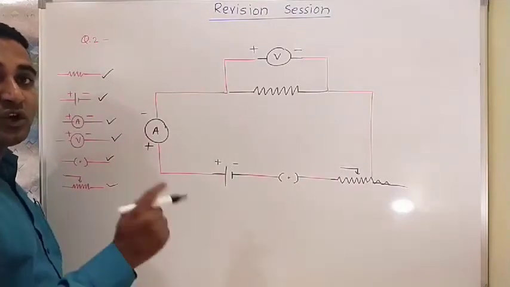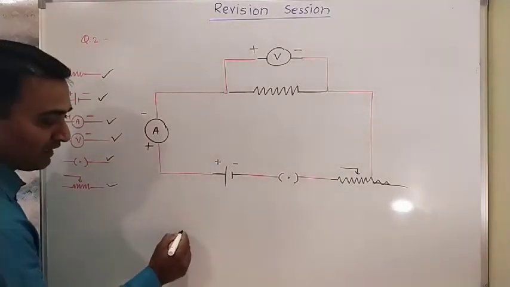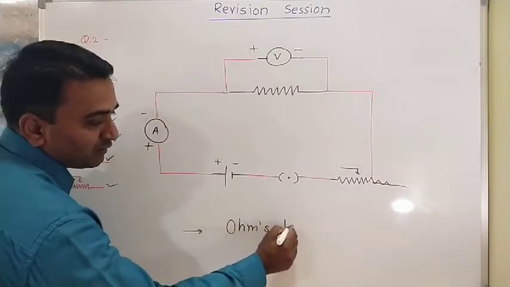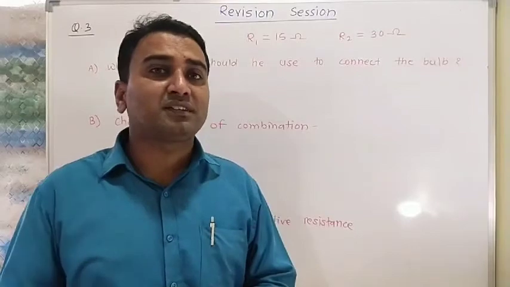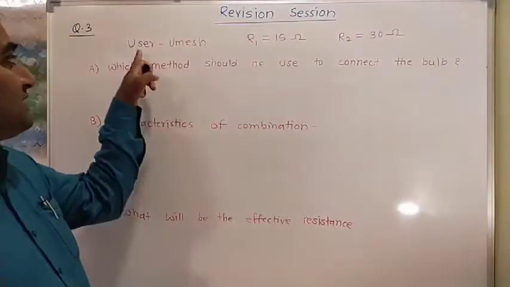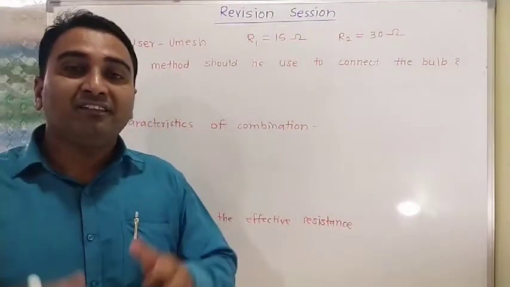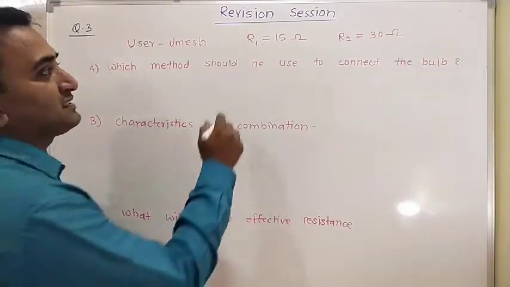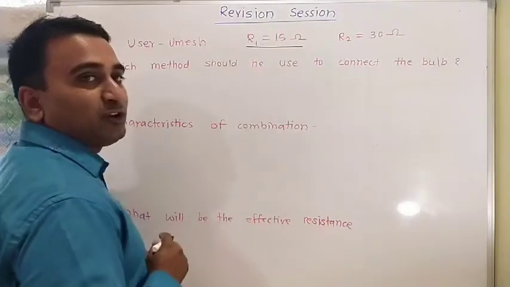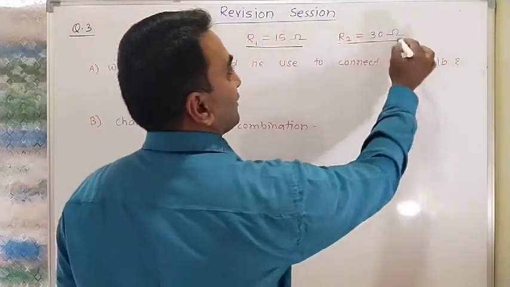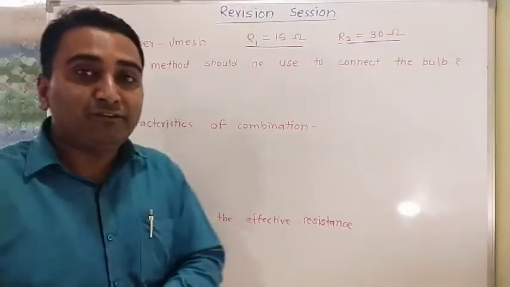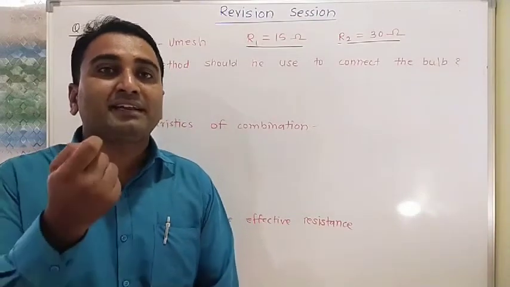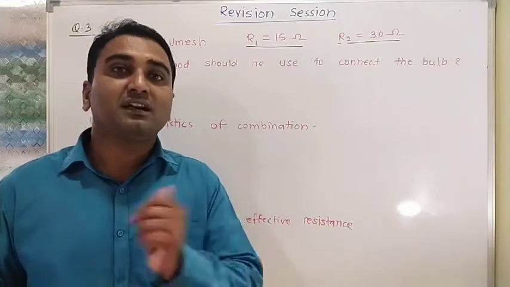Next one, which law gets proved? And the answer is Ohm's law. Question number 3. One user is given a mesh, and within the circuit he is using two bulbs. The first bulb is of 15 ohm and the second bulb is of 30 ohm. If he is using the bulbs individually, the filament gets burned. Why? Because current is more.